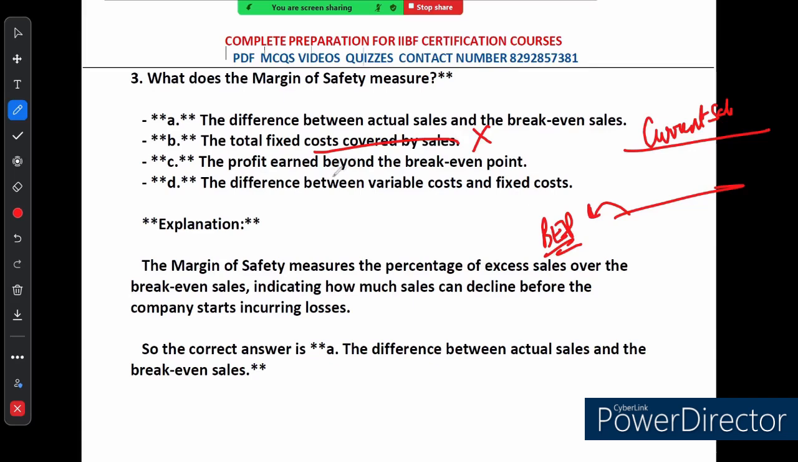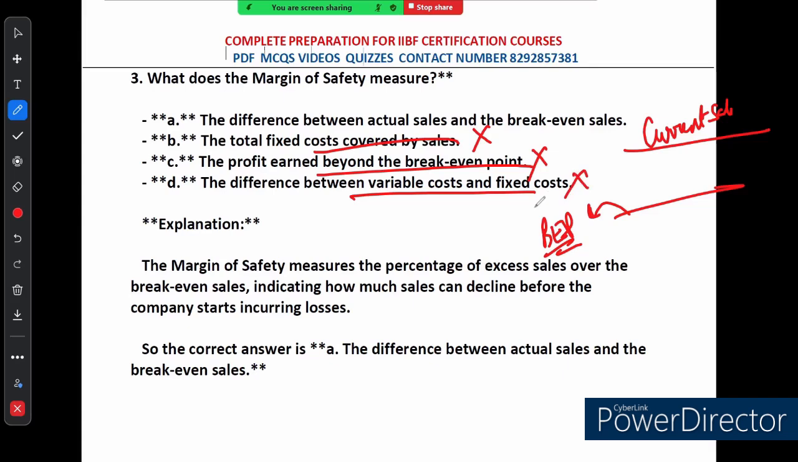Option C says the profit earned beyond the break even point. While this sounds close, it's actually not the margin of safety measure. Option D says variable cost and fixed cost difference. This is not margin of safety. Right? So the correct answer is option number A.